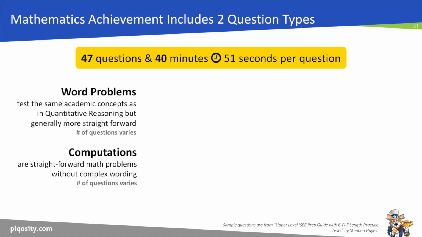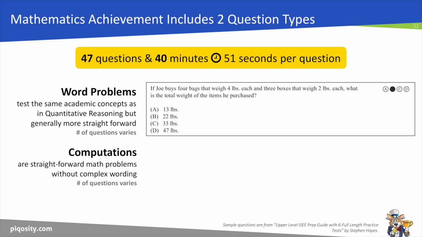The mathematics achievement section is the 4th and final scored portion of the upper level ISEE. Students are presented with 47 questions and given 40 minutes to complete them, or about 51 seconds per question. Most of this section is composed of word problems similar to the quantitative reasoning section. However, these word problems tend to be a little more straightforward.